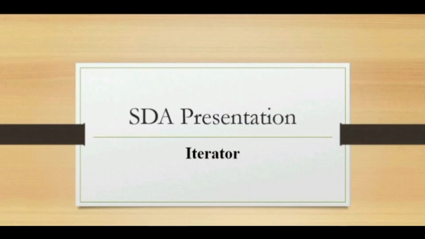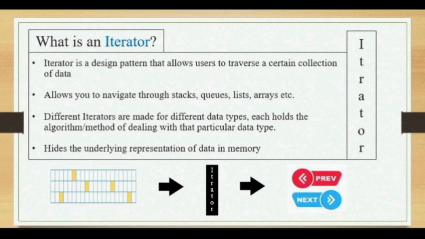The topic of our presentation today is the iterator design pattern. So let's first answer what is an iterator. An iterator is the collection of algorithms or the logic that you need to traverse a particular collection data type. These include your stacks, queues, lists, arrays, and trees. The collection data types are those that can hold multiple values under the same name.